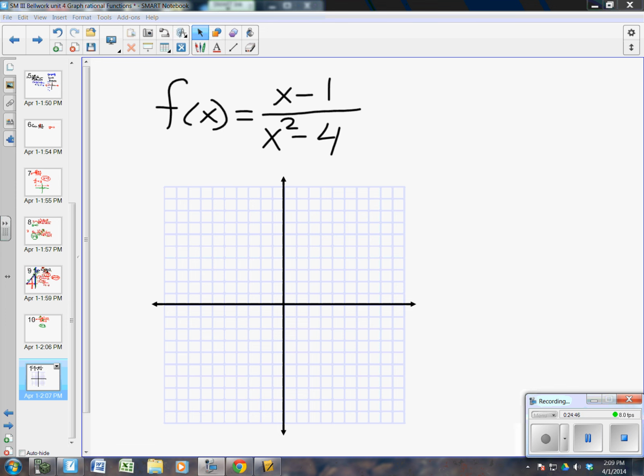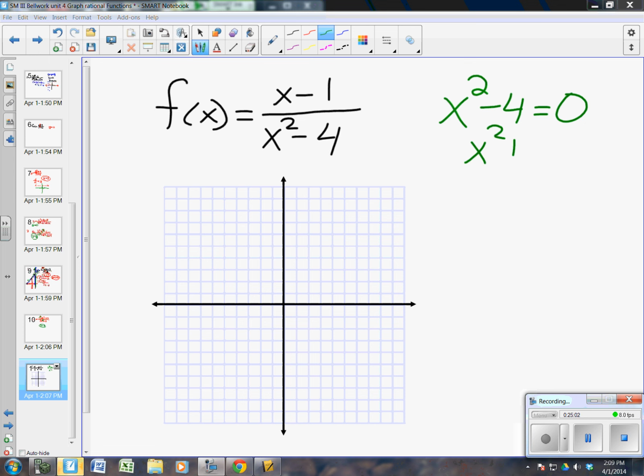Okay. Most of you got this down, but some of you need to set the denominator equal to 0 if you can't see it right off, and solve the equation. I can set x squared minus 4 equal to 0, add 4 to both sides, and I get x squared equals 4. And then take the square root of both sides, and I get x equals plus or minus 2, because 2 squared is 4, and negative 2 squared is 4, right? There are 2 answers. So the domain would be all real numbers except 2 and negative 2.